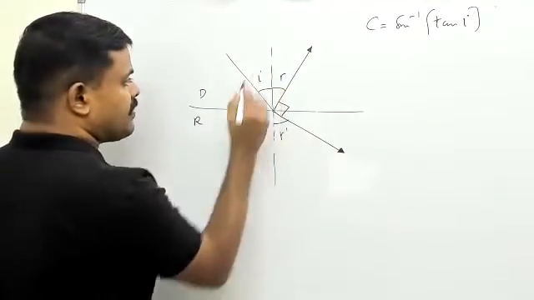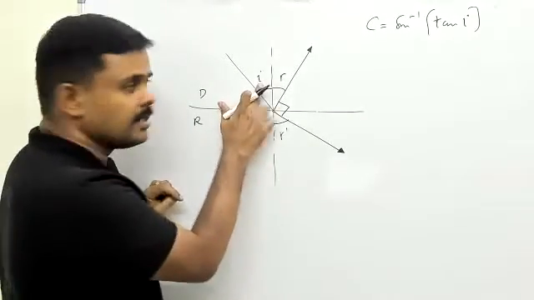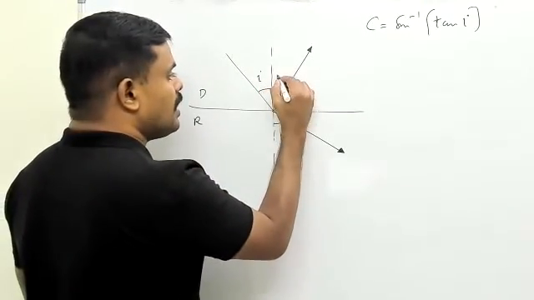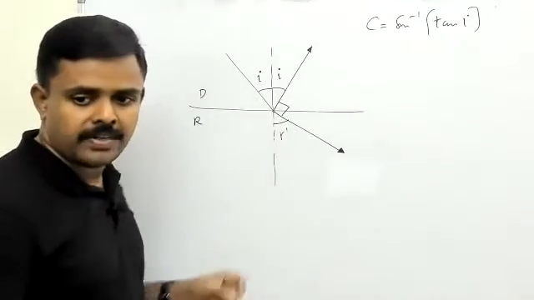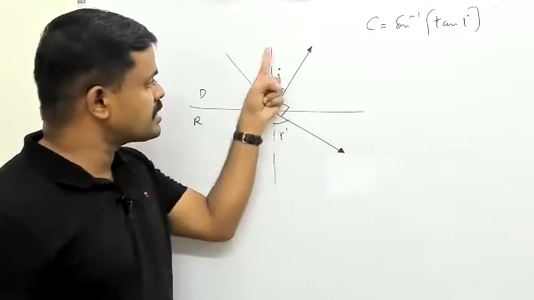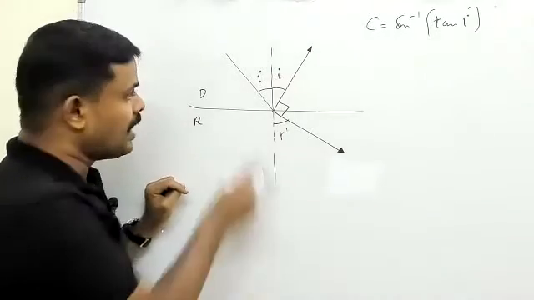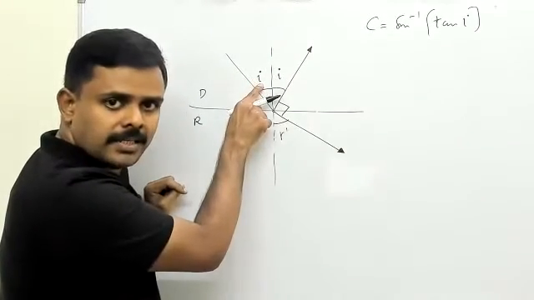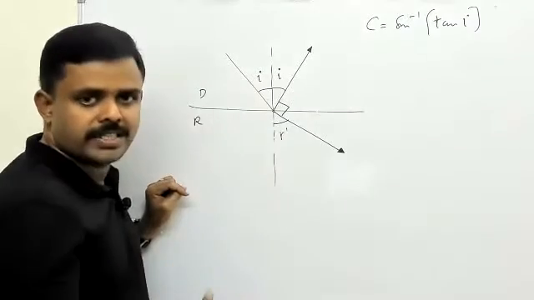Angle of incidence is given as I. If that is I, this is also I. R is also I. Why? Because in class 10 we have learned that angle of incidence is equal to angle of reflection. So angle of reflection is also I. That is called the law of reflection.